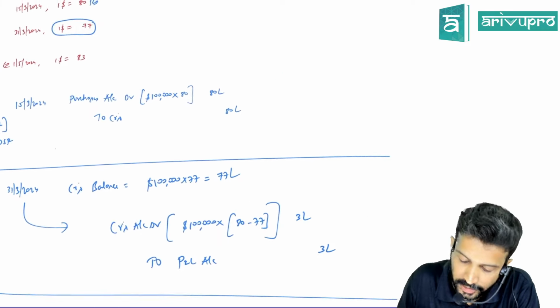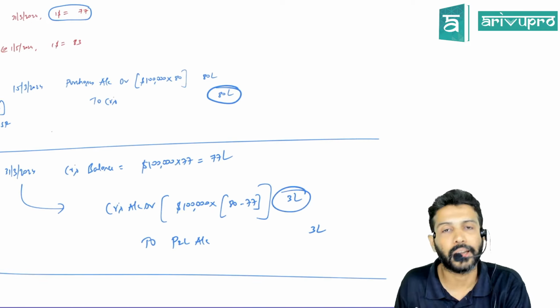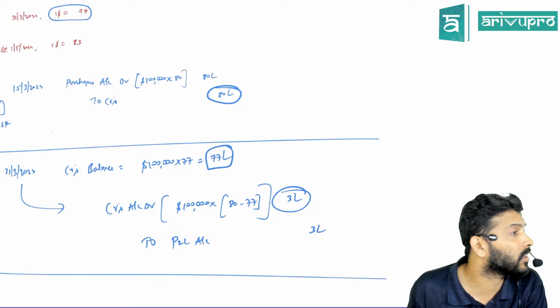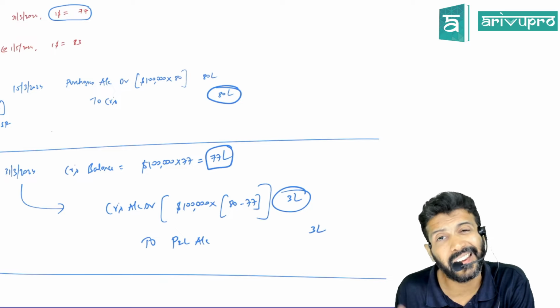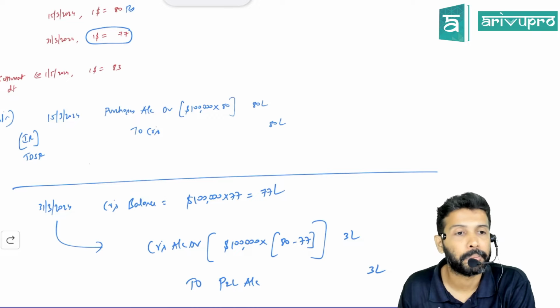So when you pass this entry, initially you credited creditors by 80 lakh. Now you debited by 3 lakh. So the creditors balance will become 77 lakh. And in the balance sheet, creditors will be shown as a current liability to the extent of 77 lakh Indian rupees.